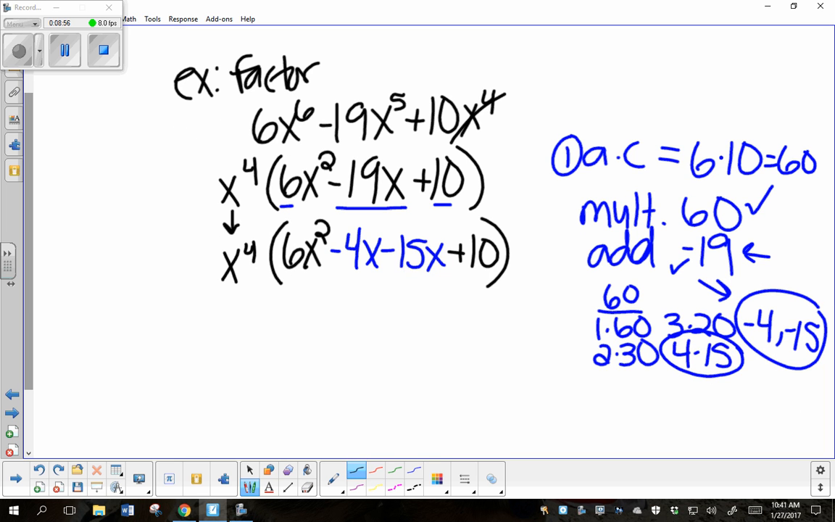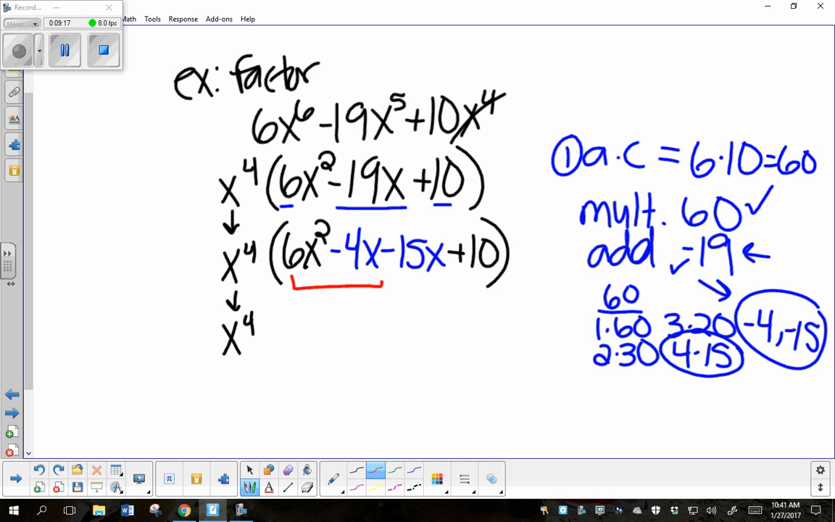You could have put the negative 15x first and then minus 4x, and it would still work out. So let's go ahead and factor by grouping. Don't forget that x to the 4 out in front that you factored out. Anything you factored out has to stay in the problem because we're rewriting an equivalent expression. We don't want to change anything. We just want to write it differently. So let's see if we can factor this by grouping.